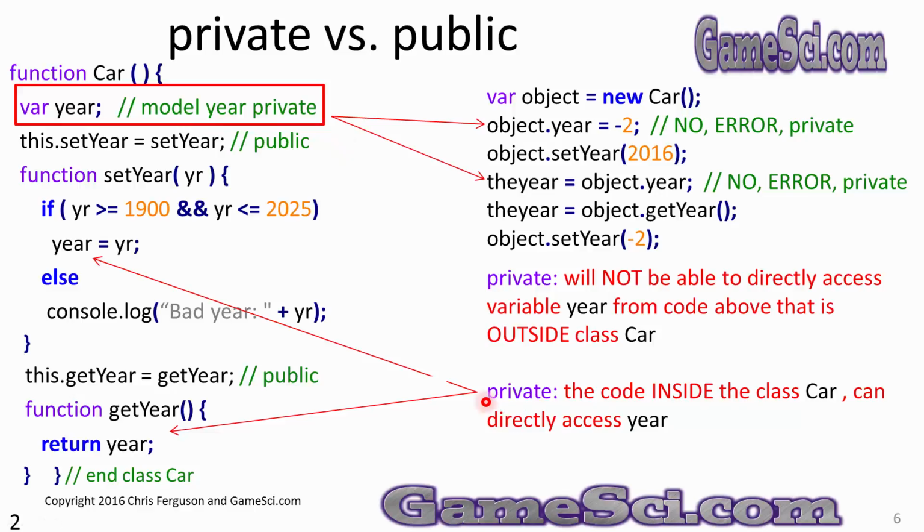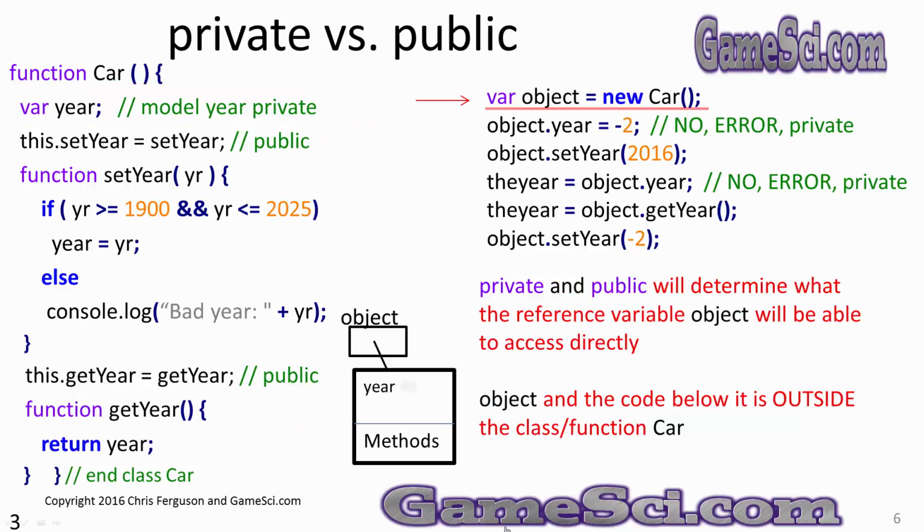Over on the other side, private means the code inside the class Car can directly access year. This code, setYear, can access year because it's part of the same class that owns year. This getYear can access year because it's part of the same class that owns year. It's important to realize what you have access to and what you don't have access to when building classes this way.